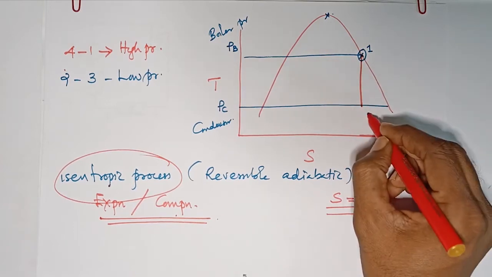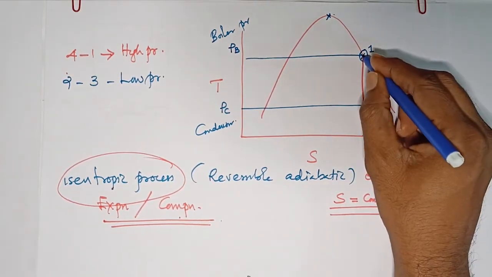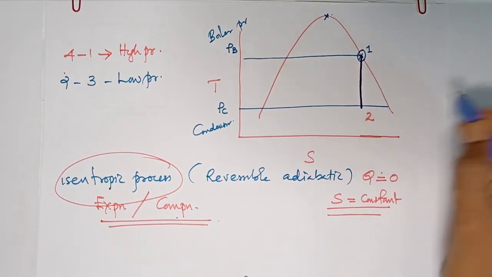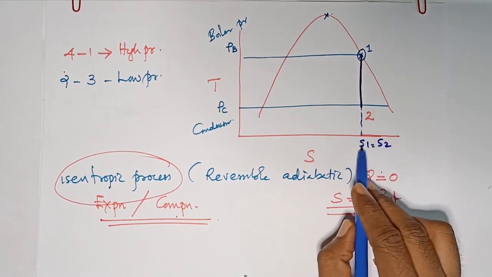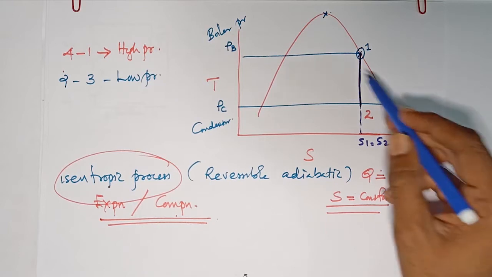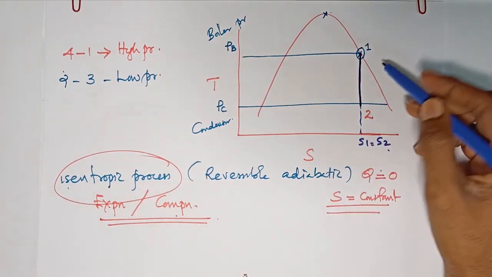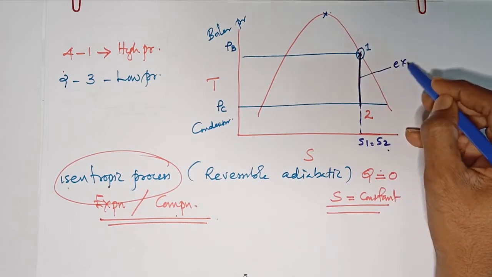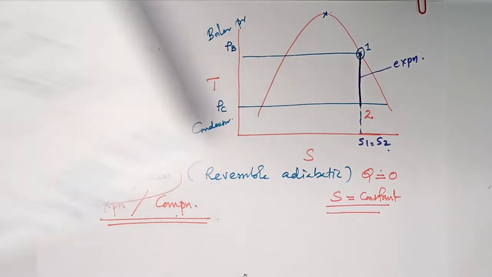Because this is the point number 2. This is point 2. Okay, this is point 2. But still we can see that S1 is equal to S2. What is S1? Entropy at 1. What is S2? Entropy at 2. The entropy at 1 and 2 is the same, because it is an isentropic process. 1 to 2 is an expansion process that happened in the turbine.